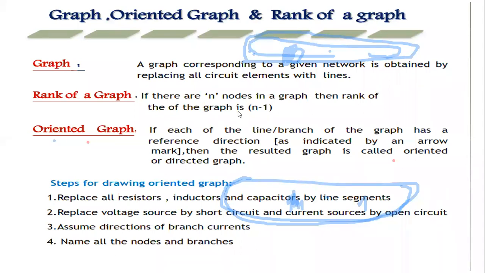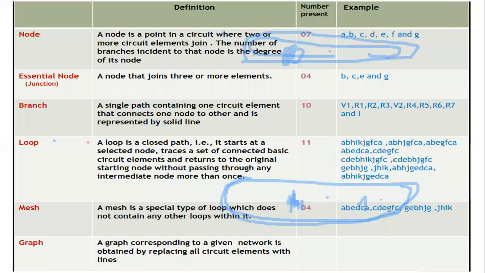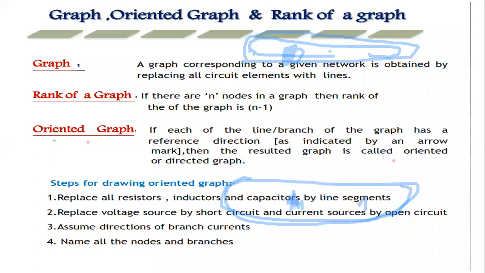Rank of graph is basically, if n nodes are there, then n minus 1 is the rank of the graph. So here also we talk about essential nodes. Here again we are talking about essential nodes. Moreover, it is n minus 1 because one will be the reference node. Always one node is considered as reference node. That's why n minus 1. So n minus 1 will be the rank of the graph.